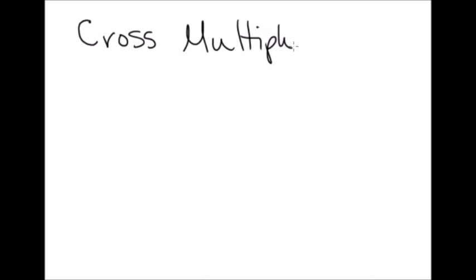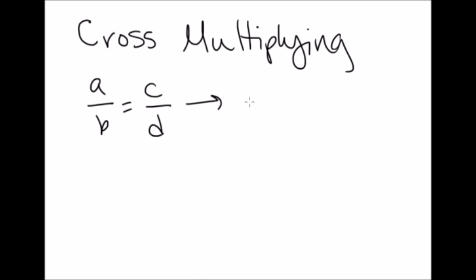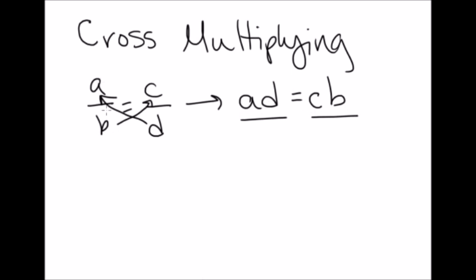The last topic for today is just a reminder of a very useful trick, which is called cross-multiplying. It happens if you have a fractional equation that looks something like this, you can easily change it to an equation that looks like this. And what you're doing is you multiply both sides by the denominator on the right and by the denominator on the left, and you're left with AD, because the D cancels on the other side, equals CB, because the B cancels on this side.